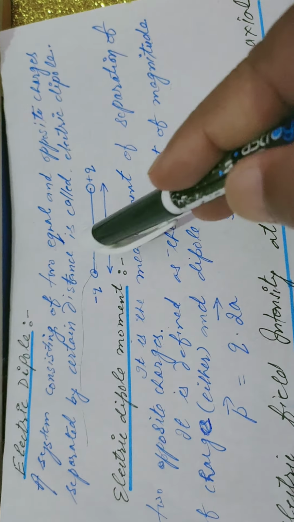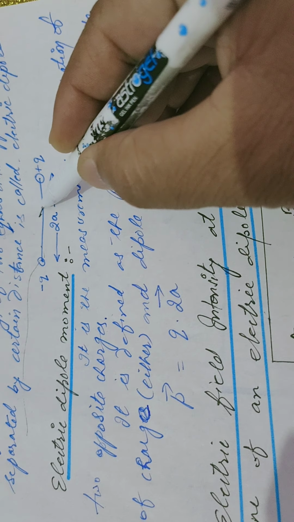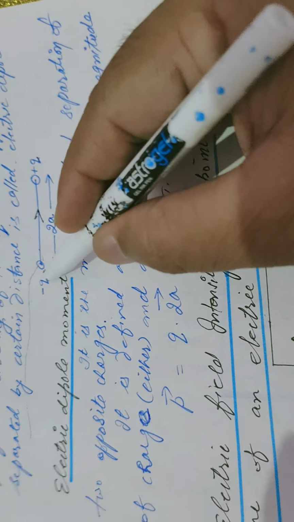It is a vector quantity, and if electric dipole moment is a vector quantity, then what is its direction? Its direction is negative to positive, minus q to plus q. Having units coulomb for charge, meter for dipole length, so coulomb meter is the unit.